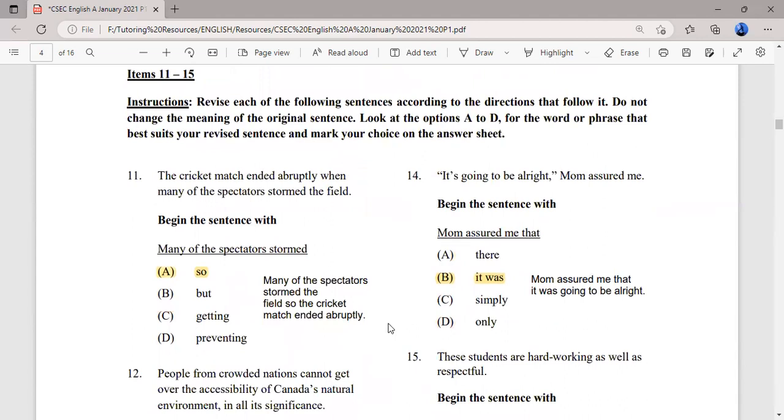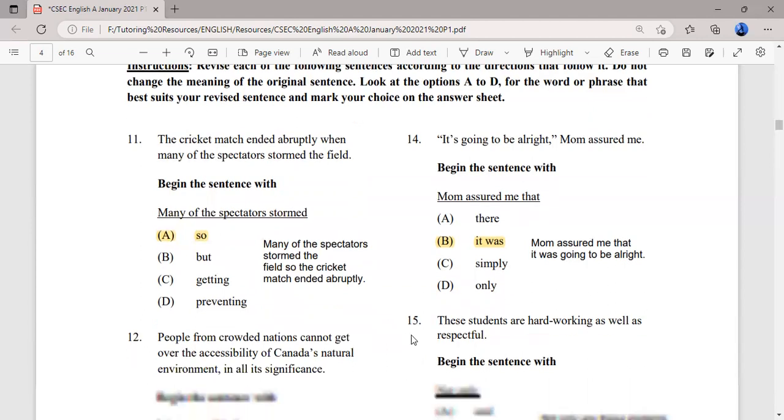Number 14. It is going to be all right, Mom assured me. Begin the sentence with, Mom assured me that. So, Mom assured me that it was going to be all right. Not that there, not that simply, not that only. It was going to be all right.